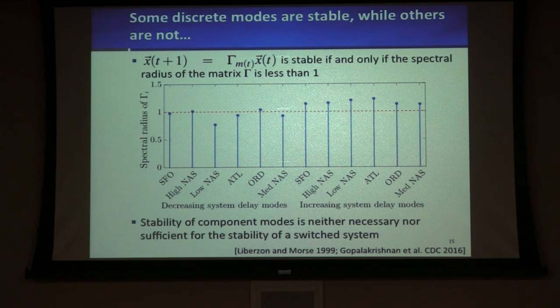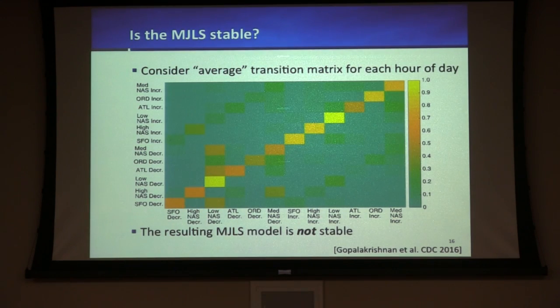So the next thing we can do is say, well, I know that I have these random transitions, so I'm going to look at the year of data, consider the average transition matrix for every hour of the day, and use that to see whether the system is stable or not. Well, the system is not stable. But I know the system is stable because I know that delays decay overnight. So the sanity check fails, and we realize it's a failure of the model, because I assumed here that this is the probability.